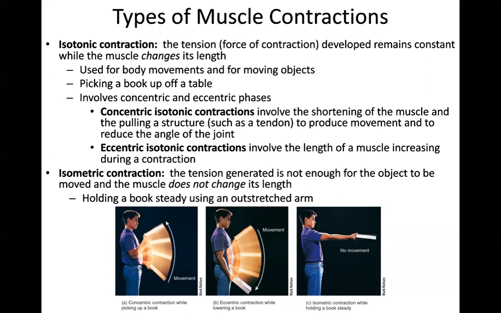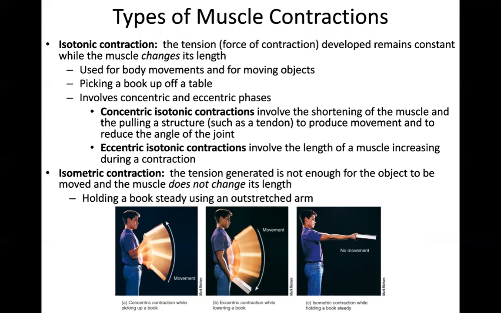Okay, let's talk about the two types of muscular contractions that we can perform. It all relates to the length of the muscle during the contraction. There is what we call isotonic contractions and isometric contractions. Isotonic contractions are where tension or force of contraction developed remains constant.